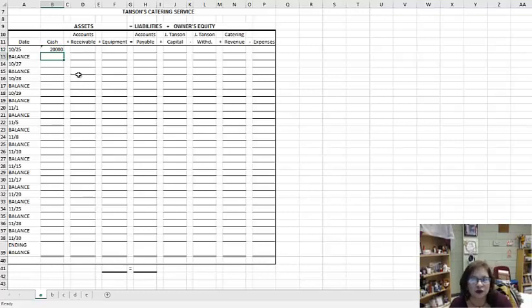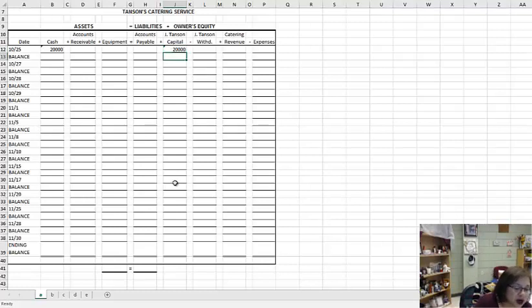Now again, because you have to have it equal on both sides of the house, remember, because he invested $20,000 of his own personal money, you're going to put it into what is called his capital, or his owner's equity. So you put $20,000 right there. There you go.